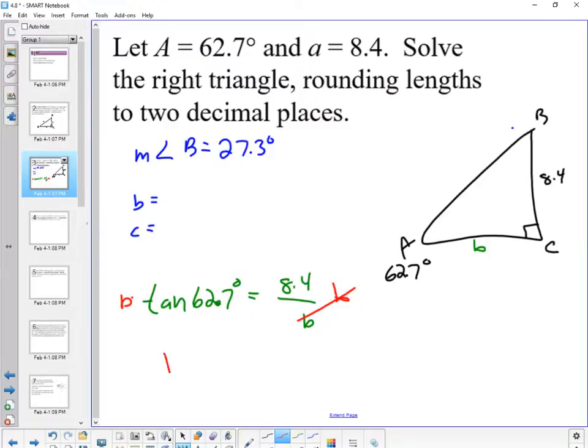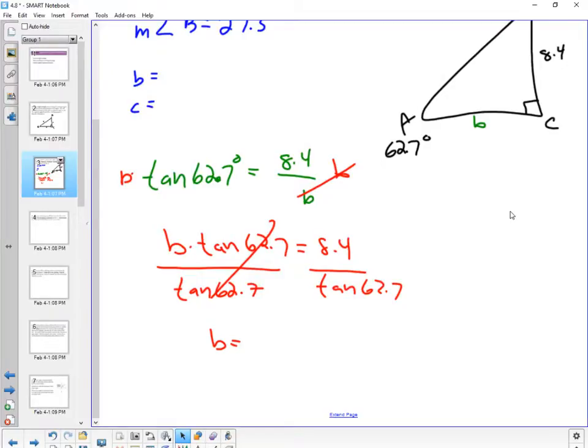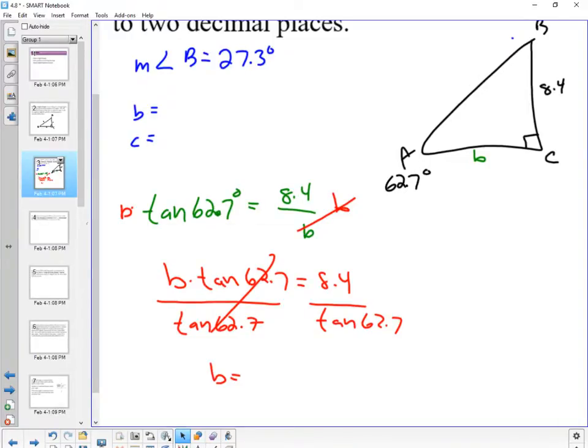So I'll get b times this number called tan 62.7, that's going to equal 8.4. And what should I do at this point? Divide by this number called tan 62.7 on both sides. So b should be whatever this quotient is. And according to my handy-dandy calculator, 8.4 divided by the tan of 62.7, I got 4.33. Anybody want to second that? Second. Cool. So I've got 4.33. Let's go 4.34, just for rounding's sake.